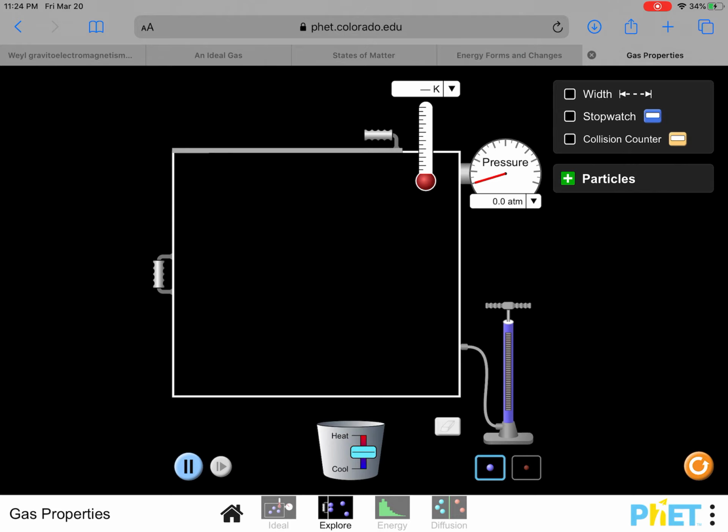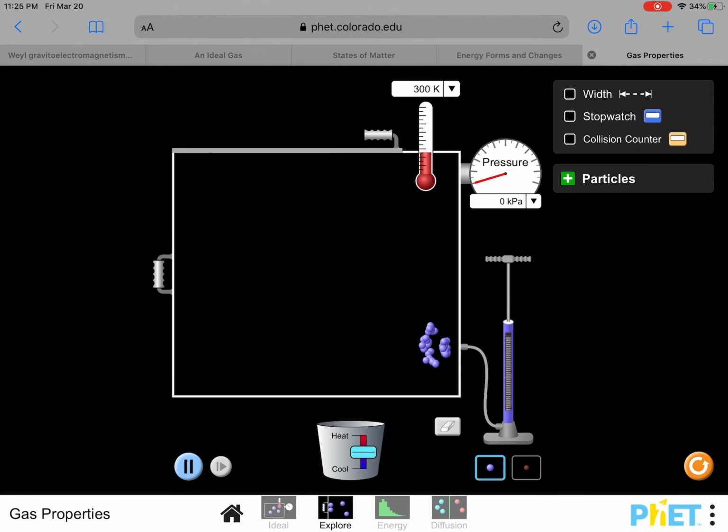So you have a chamber here. You can change the size of the chamber, change the volume. Here, this is going to measure pressure. We're going to keep that in pascals. And this is going to be the thermometer. We'll keep that in kelvins. So there's going to be three basic terms there: pressure, temperature, and volume.